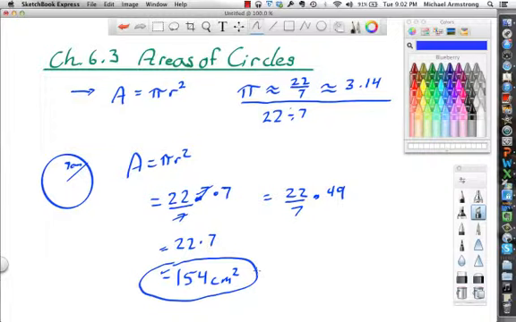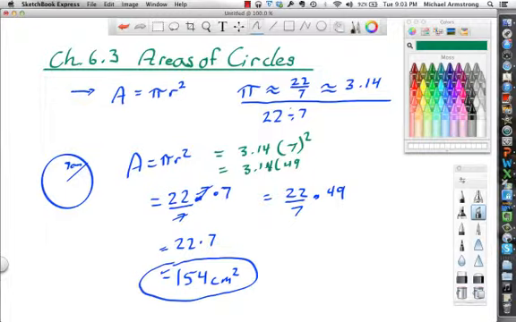Okay, if we had done that with pi, we would have gotten something very similar. Let me change colors and do that. If we use area equals pi r squared equals 3.14 times 7 squared, which is equal to 3.14 times 49. And if I just go ahead and put that in a calculator, 3.14 times 49, it equals 153.86.